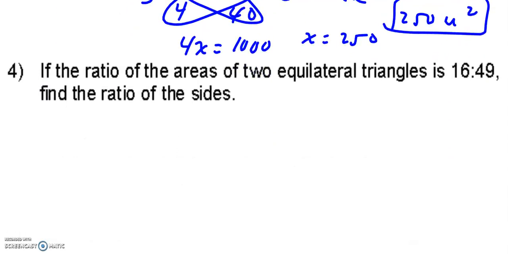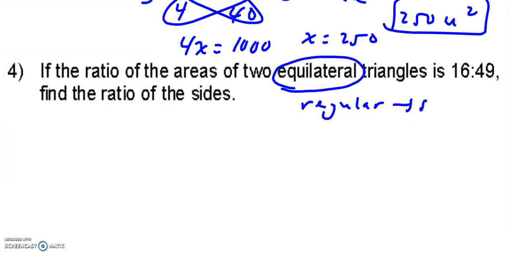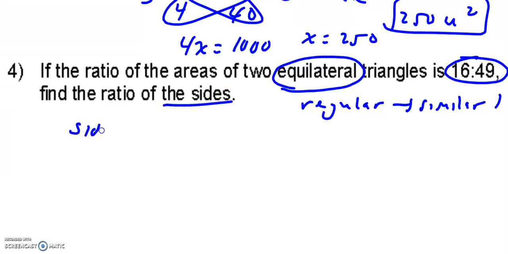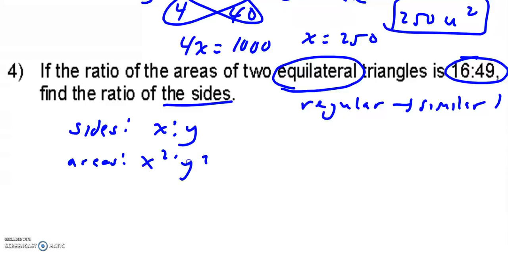Number 4, if the ratio of the areas of two equilateral triangles, aka regular triangles, if you think about it, they have the same sides and the same angles, so they also must be similar. So the ratio of the areas is this. Find the ratio of the sides. Well, because we know the shapes are similar, remember, if the sides are x to y, then the areas would be x squared is to y squared.